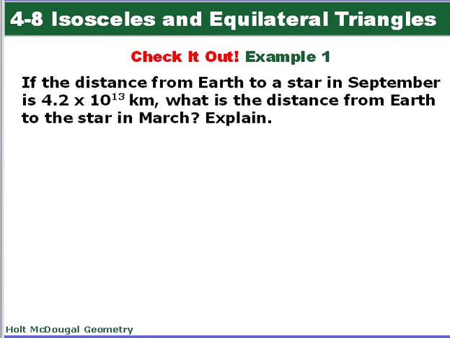And now it's your turn. The distance from Earth to a star in September is 4.2 times 10 to the 13th kilometers. What's the distance from Earth to the star in March? And explain how you come up with your answer.